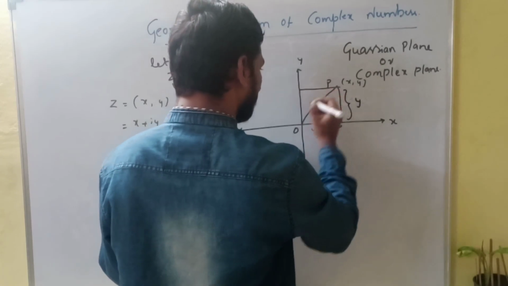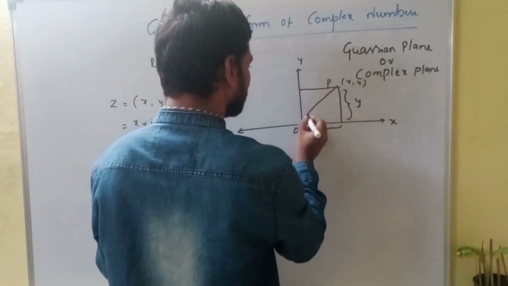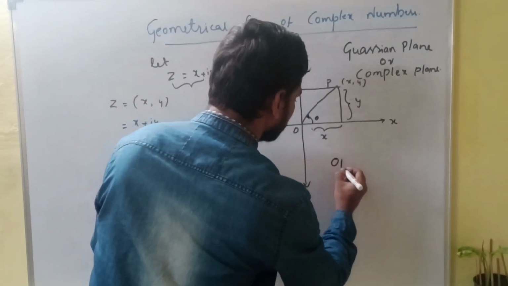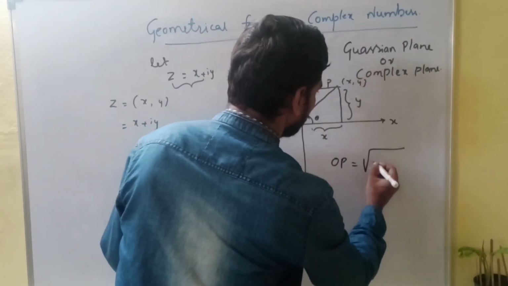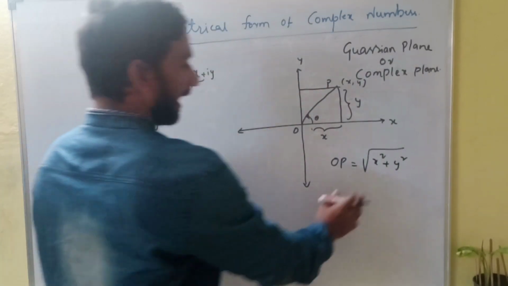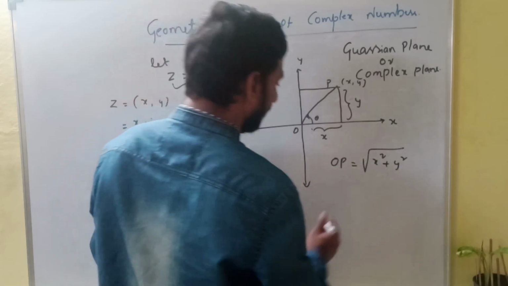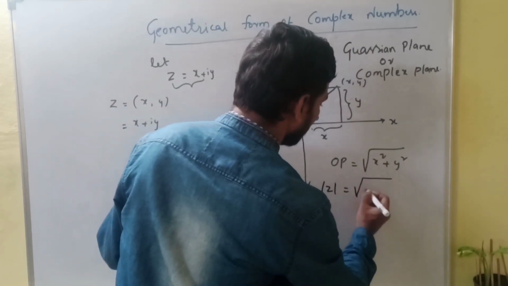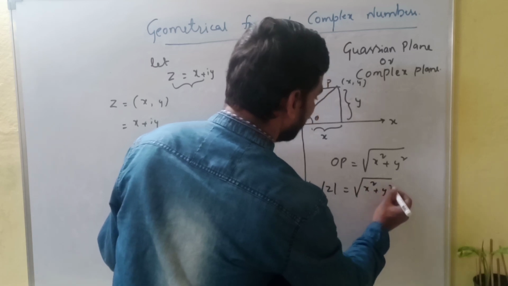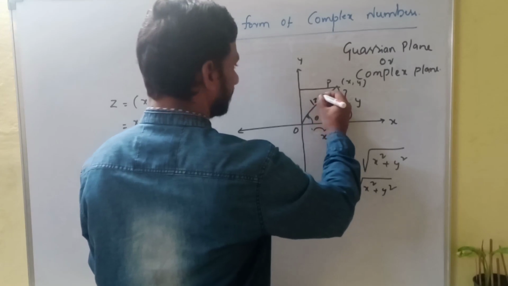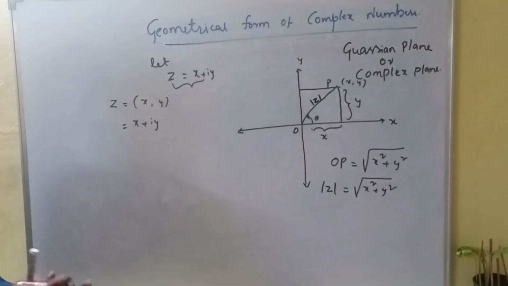So this will become, according to Pythagoras theorem, this OP distance will be, OP is equals to under root of x square plus y square, according to Pythagoras theorem. As we know, this is the value of mod z. Modulus of z is equals to under root of x square plus y square. So we can say this hypotenuse as mod z. So this is how we can represent complex number in the geometrical form.